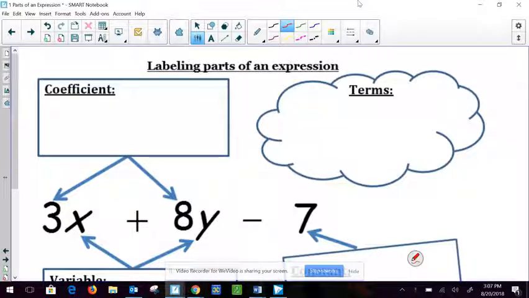Today we're going to be talking about parts of the expression. To begin with, we are going to be looking at different terms that are necessary in order to understand the different parts of the problems that we do. The first term that we're going to discuss is the coefficient. By coefficient, all we mean are the numbers in front of the variables.